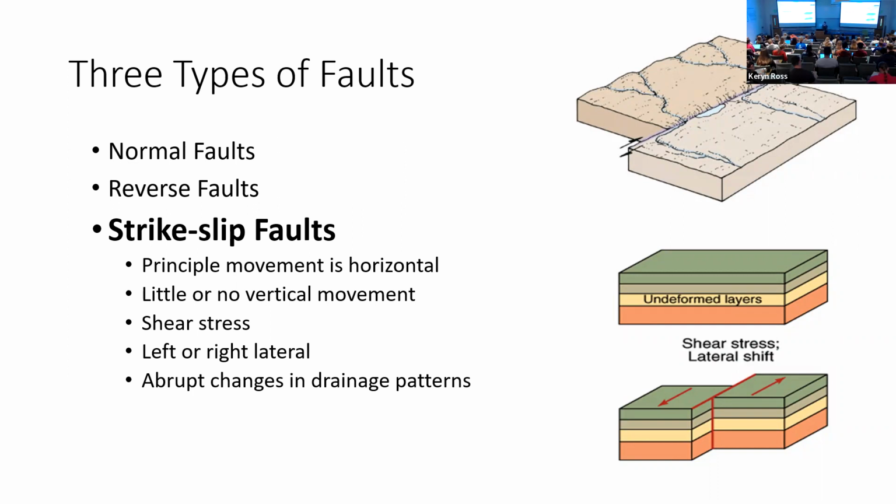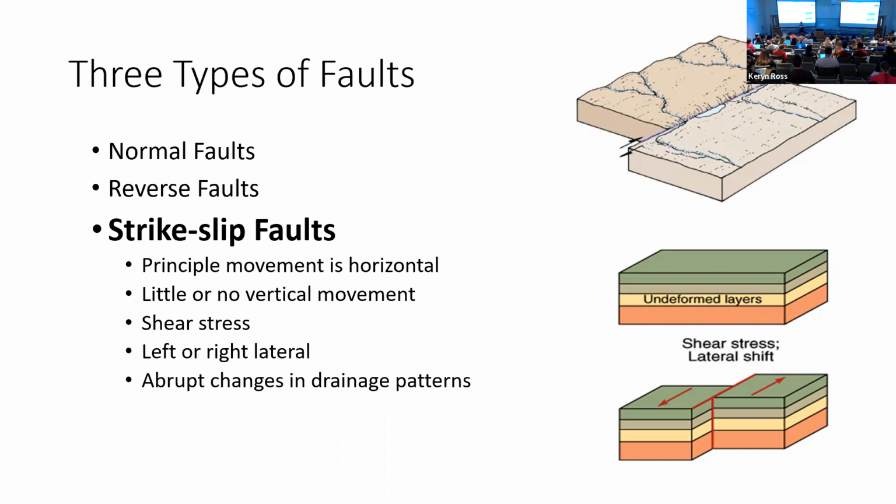And the way we classify strike slip faults: normal faults are just normal faults. If the hanging wall moves down, it's a normal fault. If the hanging wall moves up, it's a reverse fault. With strike slip faults, though, we have two different directions they could go, and that's called right lateral or left lateral. And the reason why I have this right here, abrupt changes in drainage patterns, is because this is one of the main ways to see it.